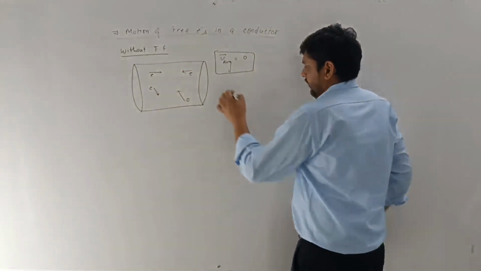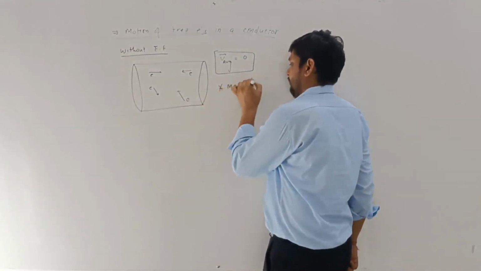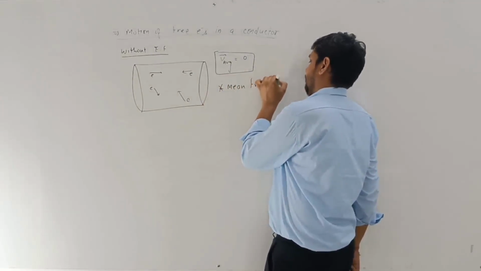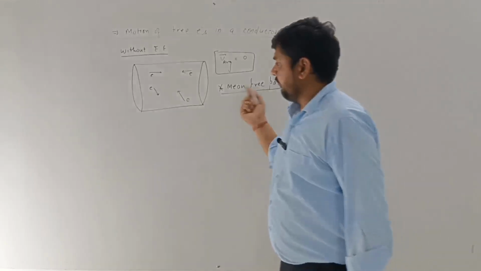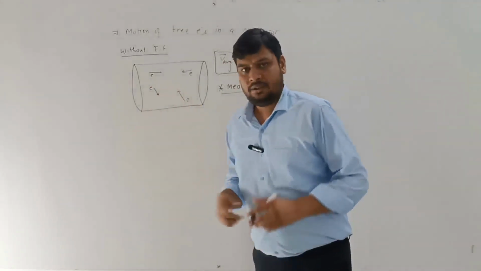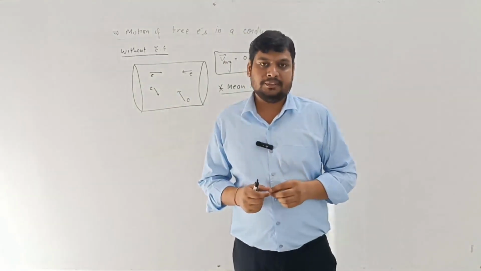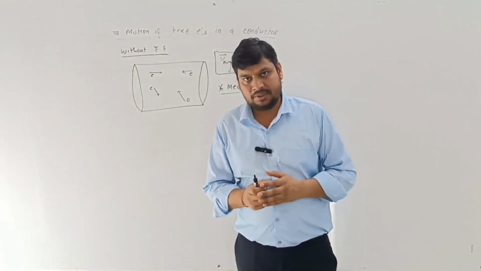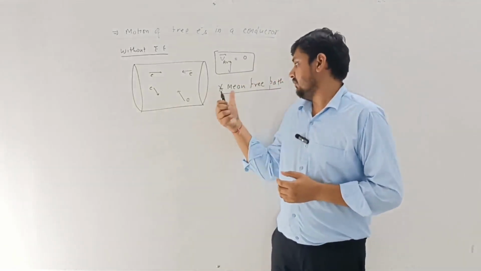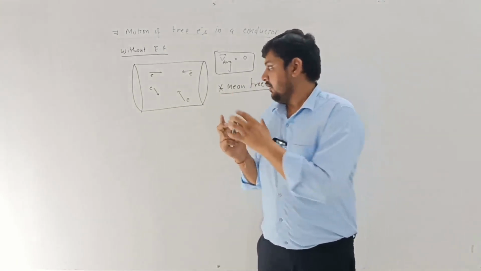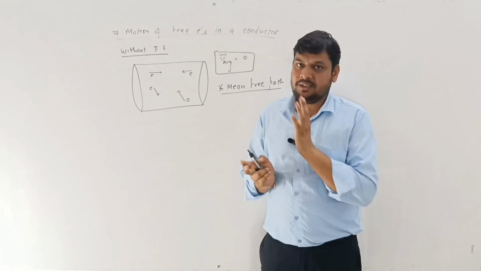Okay. Now we will discuss mean free path. First we discuss free path. If we talk about only one electron, the distance between two successive collisions of that electron is known as free path. But what is the mean free path? Here the mean is for the average value of all the electrons which are present in the conductor.